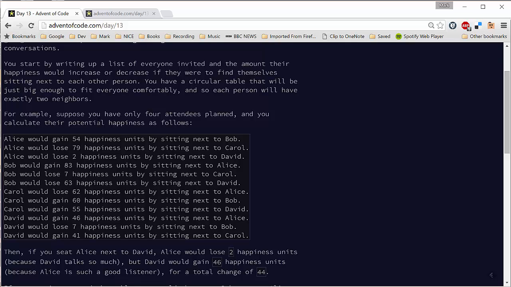So Alice might be happy to sit next to Bob, but maybe Bob doesn't want to sit next to Alice. And so there's two-way relationships in the input. But apart from that, it's going to be very similar. Basically, we need to calculate all the permutations of ways we can arrange people at the table, score those permutations, and then pick the happiest one. So let's have a look at the code. And first of all, as usual, we'll see how I solved it in C#.